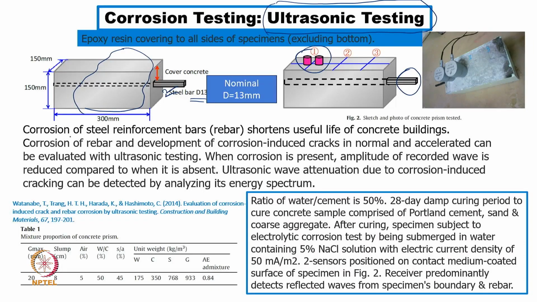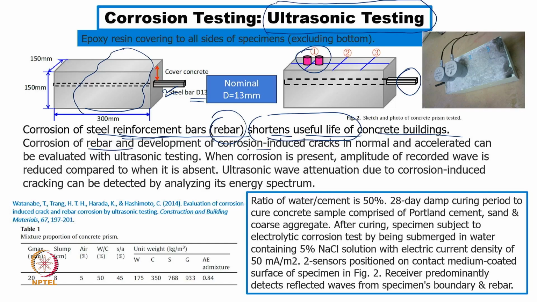So, in this case we say the corrosion of the steel reinforced bar, and now the new word comes, a rebar, that is a steel reinforced bar, shortens the useful life of concrete buildings. Most of the time we say the concrete building lasts up to 50 years, but if there is corrosion, maybe there is drainage water, and there is some sort of chemical passed to the concrete, naturally there will be some shortening of the life, and that is what we say, the shortening of the useful life of the concrete building.